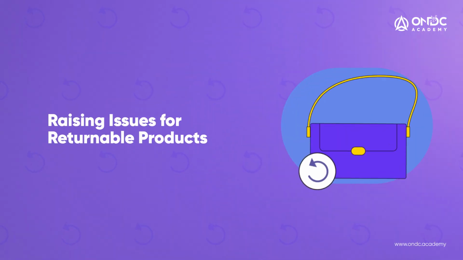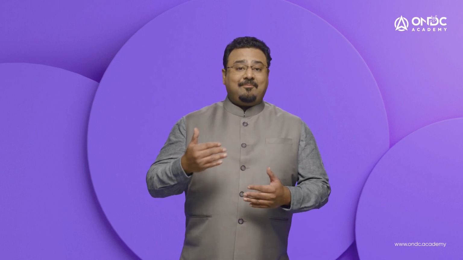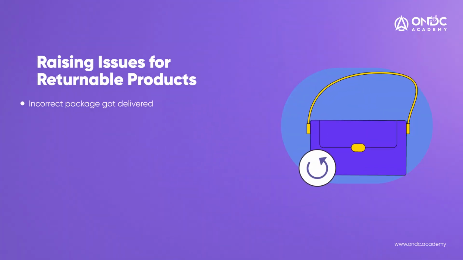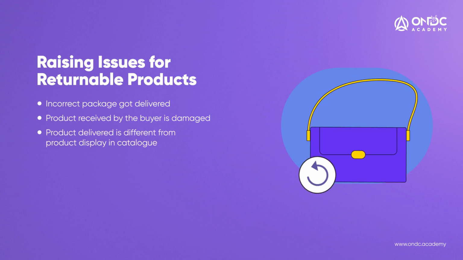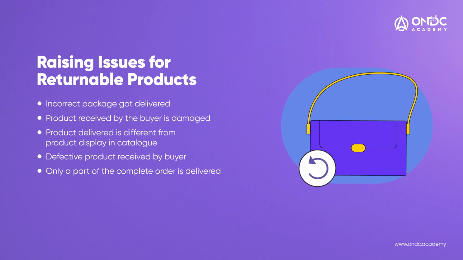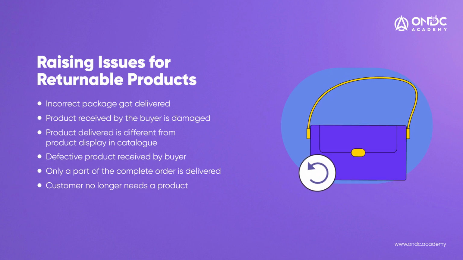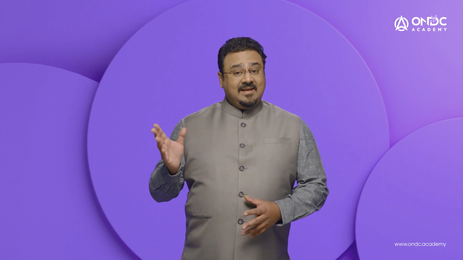For products which are returnable, all scenarios mentioned earlier are possible along with a few new scenarios. Here, customers can directly raise return requests through the buyer application if incorrect package got delivered, product received by the buyer is damaged, product delivered is different from the product displayed in the catalog, defective product received by the buyer, only a part of the complete order is delivered, customer no longer needs a product, it is a size or a fit issue.